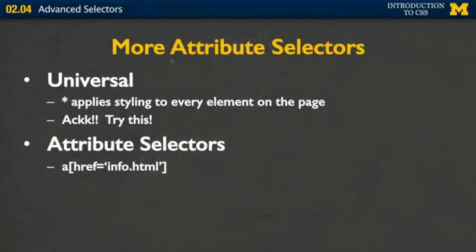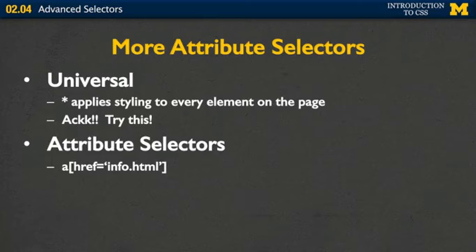The next one you might want to think about using are what we call attribute selectors. Instead of going on the tags, you go on the attributes that go inside the tags. So in this case, it would want to style every link where you have href equals info.html. And I'll do a quick example of that in just a second.